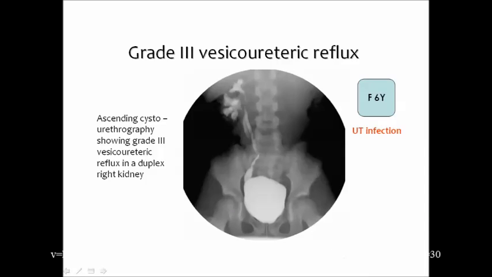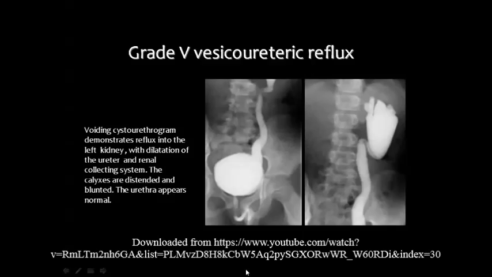Then this is grade 3 vesico-ureteric reflux. This is the urinary bladder. We inject contrast per urethra, and the contrast has ascended into the pelvicalyceal system, which is relatively dilated, diagnostic of grade 3 vesico-ureteric reflux.